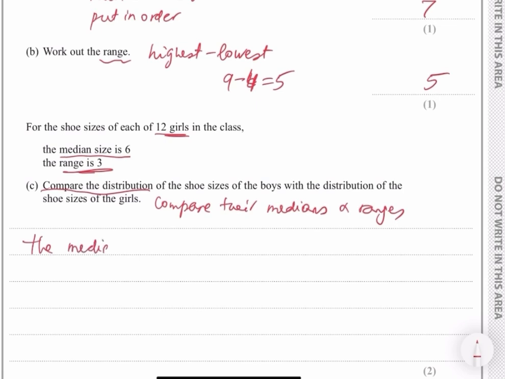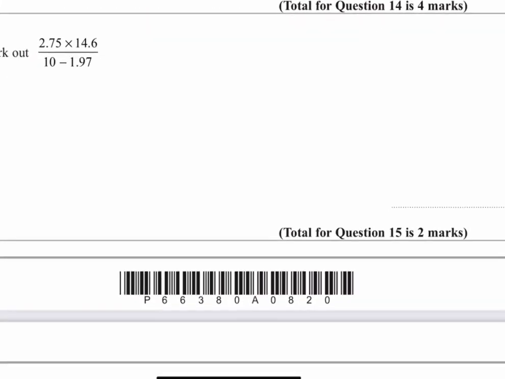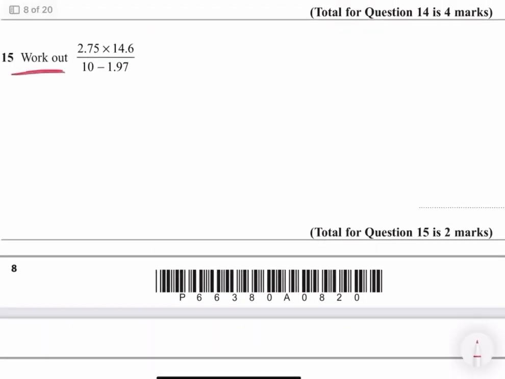As you see, for boys they're higher, so you have to specifically say the median of the boys is higher than the girls, and also say that the range of the boys is higher than the range for the girls. Don't just say the shoe size is bigger. Don't make this assumption. Just say something specifically about range and median.